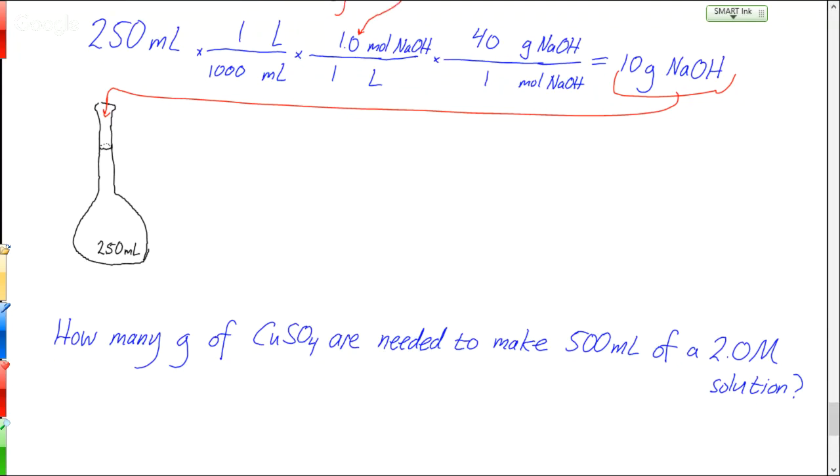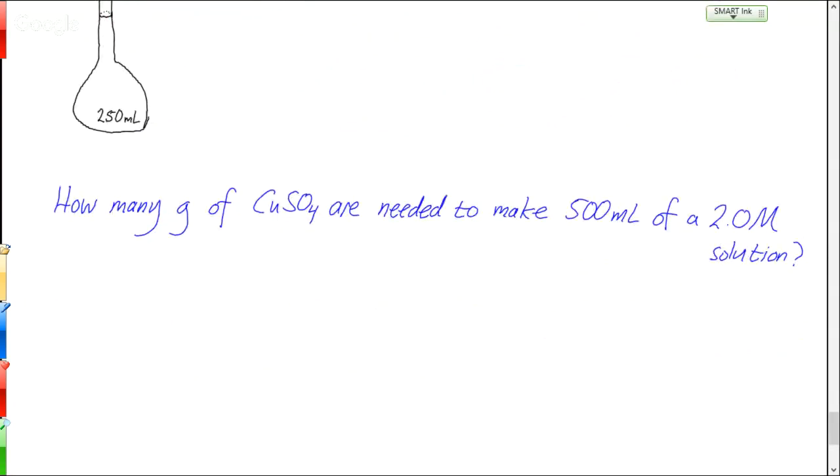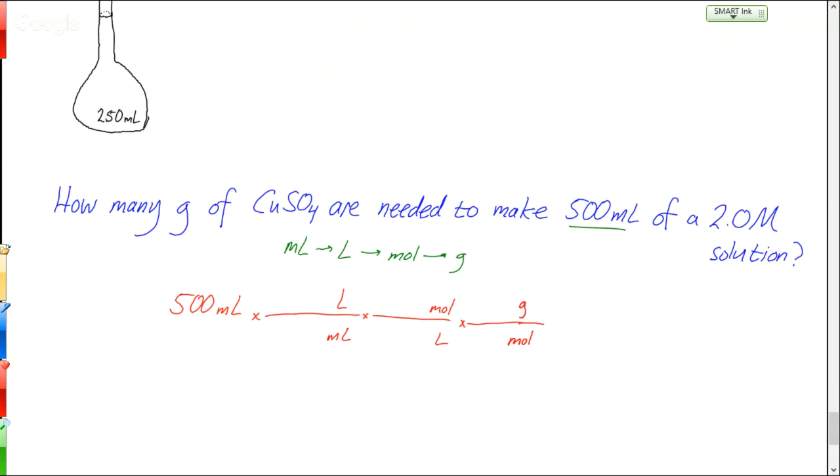All right, let's take a look at this one. So again, you set it up the same way. So your units are going to be starting from the 500 milliliters that you're given to liters, to moles of solute, and to grams. So milliliters to liters, liters to moles using the molarity, moles to grams using the molecular weight or the molar mass. 1,000 milliliters in a liter. The concentration, again, tells us how many moles are in each liter. And then the molar mass we get from the periodic table.